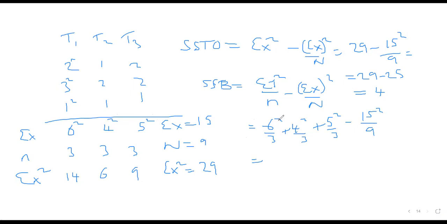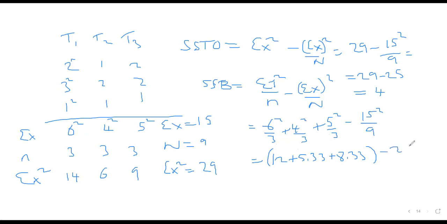6 squared over 3. 6 times 6 divided by 3 is going to be 12. Then 4 times 4 divided by 3 is 5.33. And 5 times 5 divided by 3 is 8.3. Then minus what?